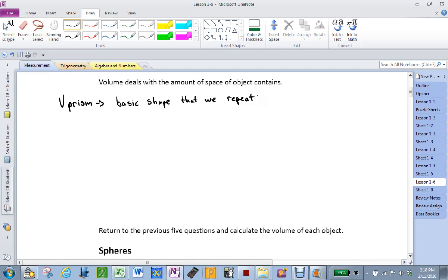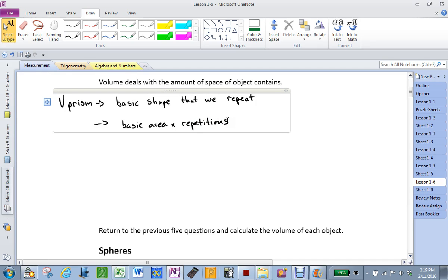So that's all a prism is. It's a basic shape that we repeat over and over again, right? So that must mean the volume of a prism is that basic area, which in our pop cubes case was 100 square pop cubes, yes? And we multiply it by the repetitions. How many times we repeat it. Is everyone cool with that?